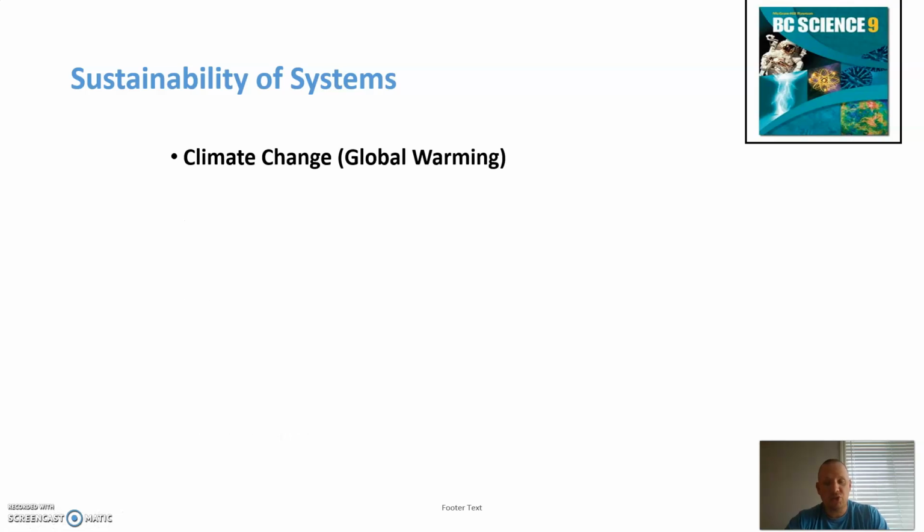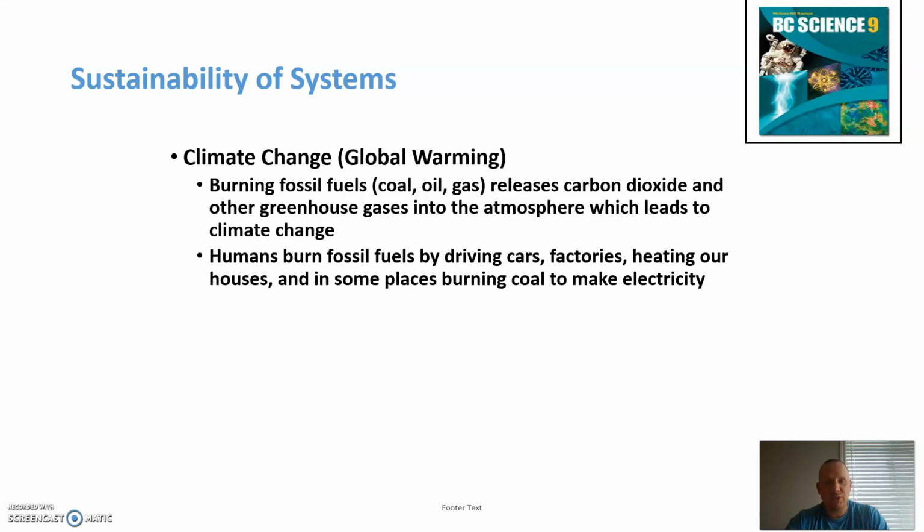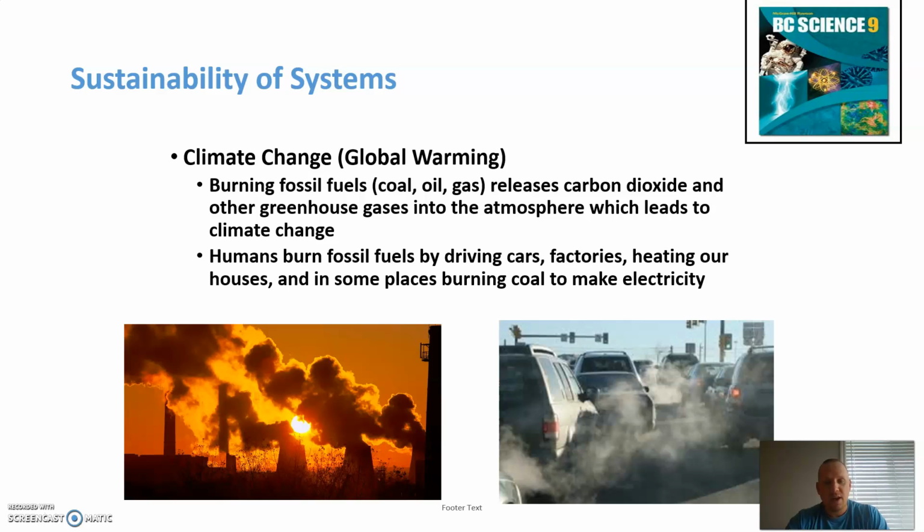So climate change, also known as global warming: as humans burn fossil fuels, that releases carbon dioxide and other greenhouse gases into the atmosphere, which leads to climate change. And we do that by driving cars, industrial pollution from factories, heating our houses with natural gas, and in a lot of parts of the world, they actually burn coal to get their electricity.